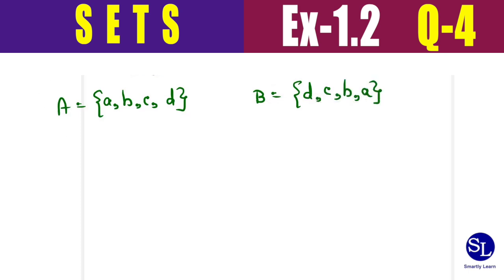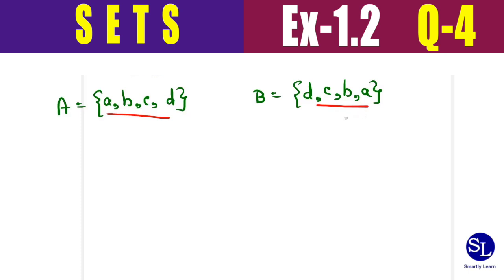So when do we call two sets equal? If the number of elements in each set matches and the elements in both the sets are also the same. So in this case, A has 4 elements, B has 4 elements. So the first condition is true.